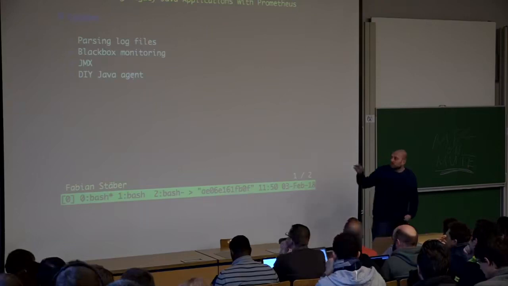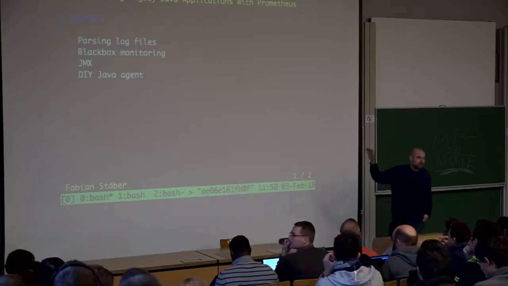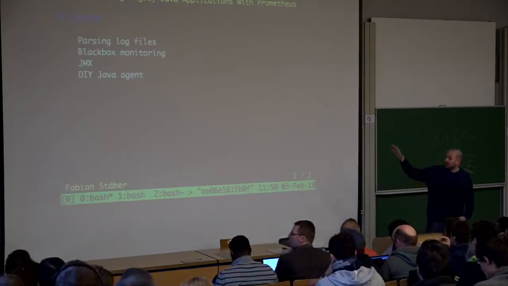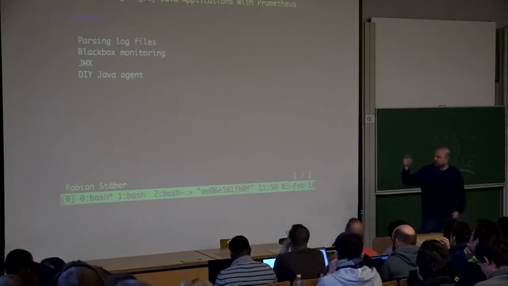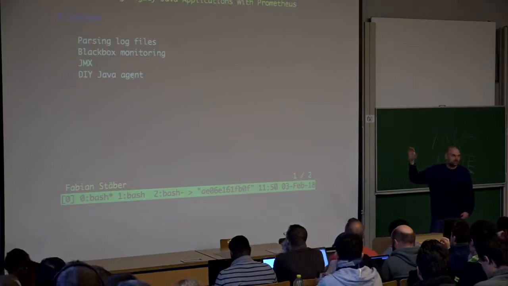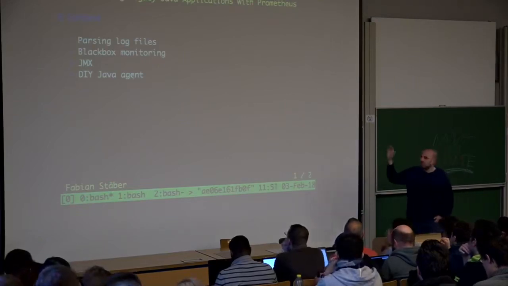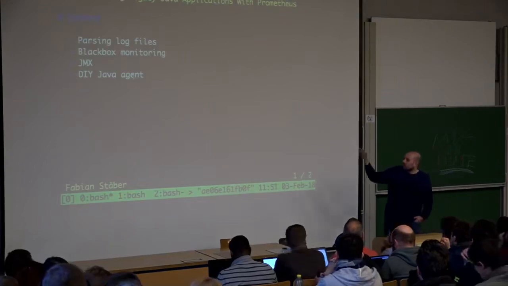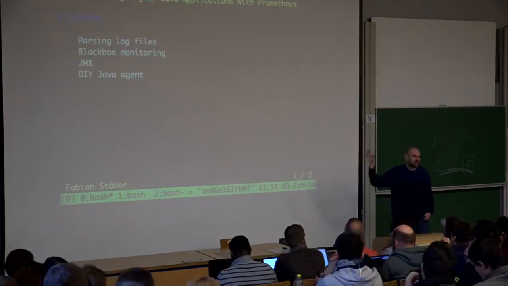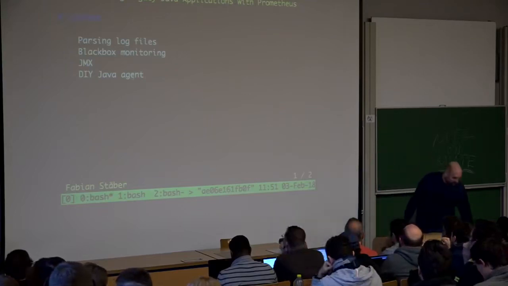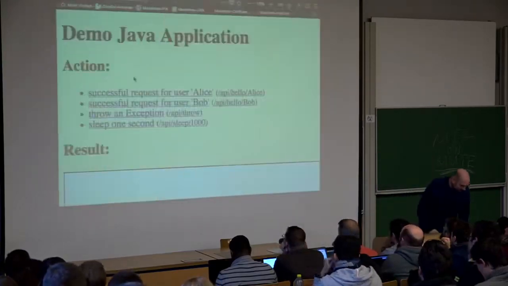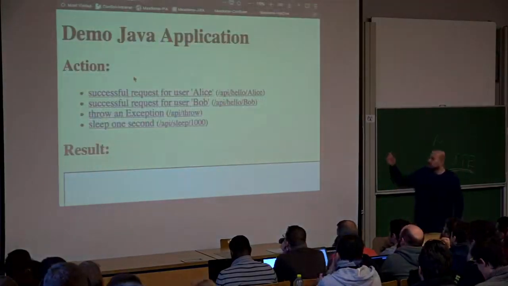We start off with a log file monitoring example, then we go ahead and have a look at the blackbox exporter, then I'm going to talk a little bit about JMX, the Java Management Extensions, and finally I'm going to give you a quick demo on how to write your own do-it-yourself Java agent for Prometheus monitoring. Okay? So let's start. As an example application, I implemented this little thing here.